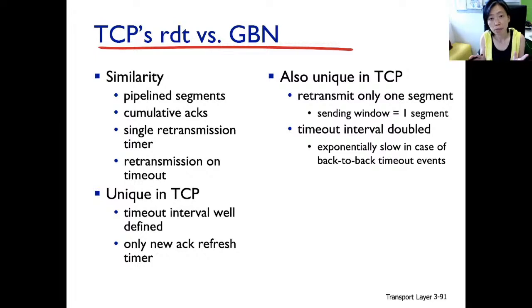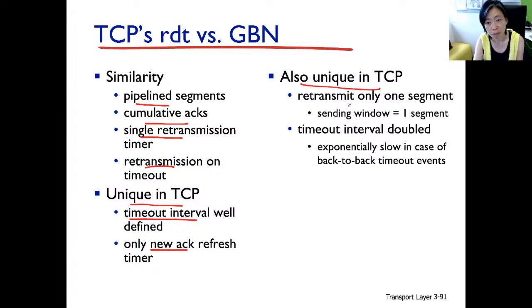So let's summarize up to this point the similarities between TCP's RDT versus go back N. So we see the similarity being what? Both of them are pipelined, both use cumulative ACKs, and there's only one retransmission timer, and it retransmits on timeout events. We've heard already, unique in TCP is this: the timeout interval is well defined. There's an equation, and there are good reasons justifying the equation. And we only refresh the timer on a new ACK. In go back N, we actually refresh the timer even though it's a duplicate ACK.